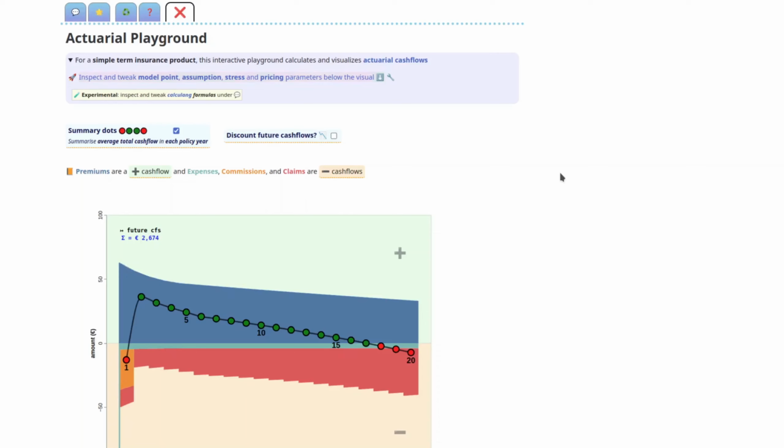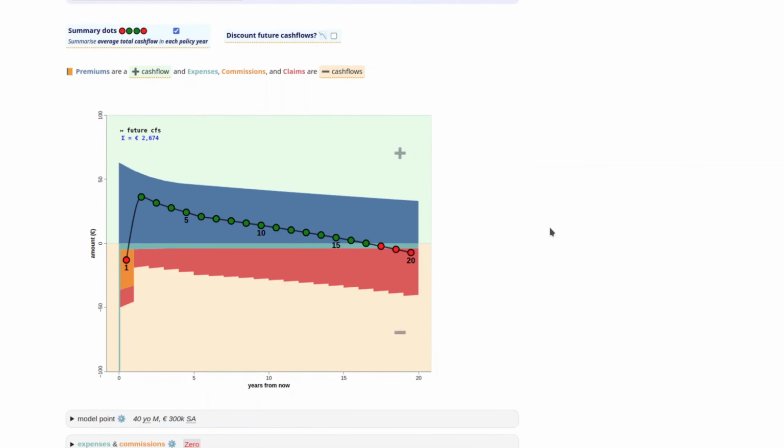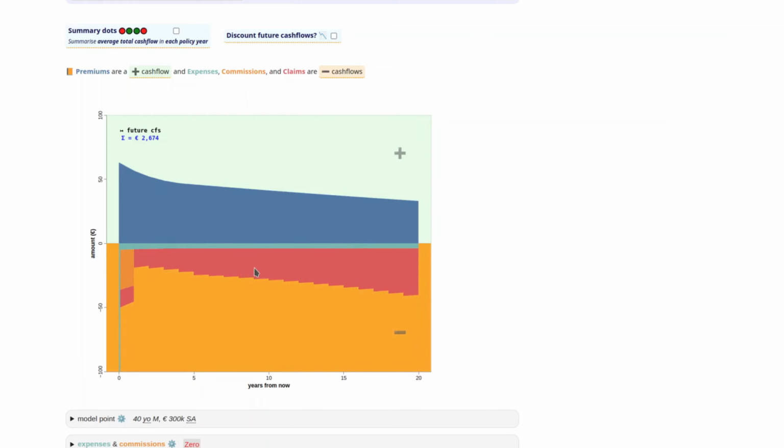This video is an introduction to Actuarial Playground, which is a visual and interactive actuarial cash flow model for a simple term insurance product. The main output from actuarial models is usually a value, and the Playground also gives you a visualization. This visualization has two main layers: summary dots, which we can turn off, and a stacked area chart of the cash flows. So from the insurance company perspective, premiums are a positive cash flow, and here they're the only one. And expenses, commissions, and claims are negative cash flows down here.